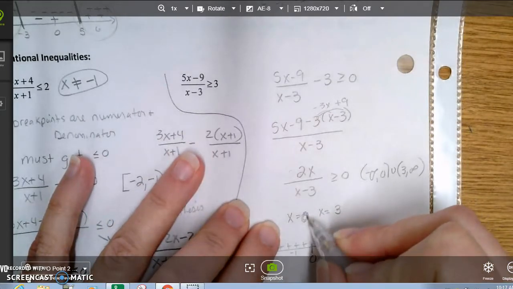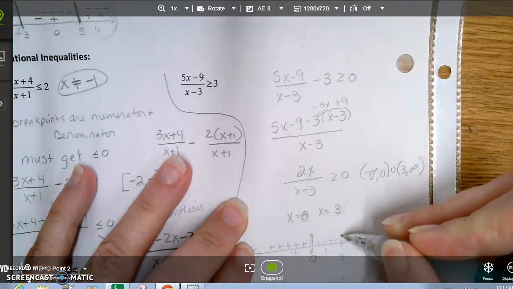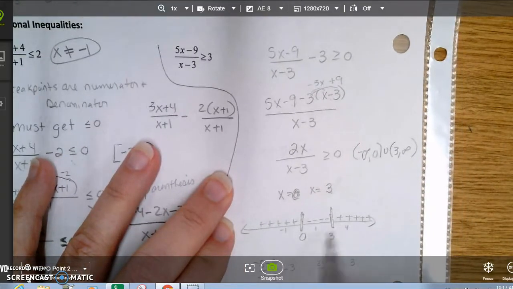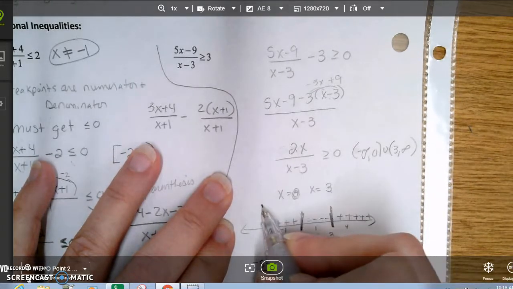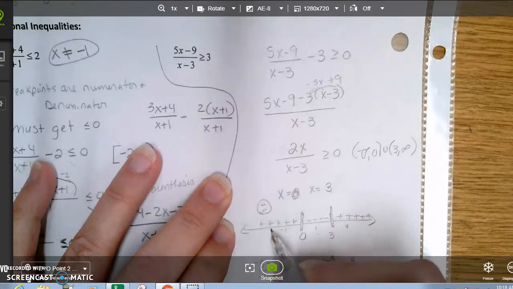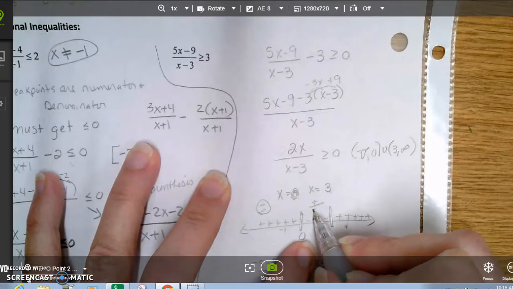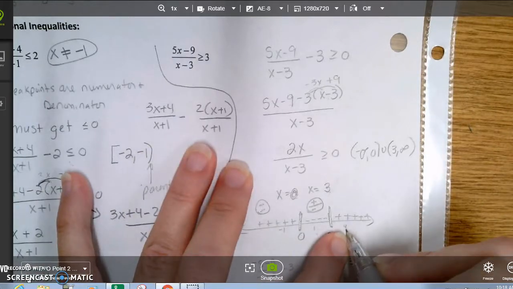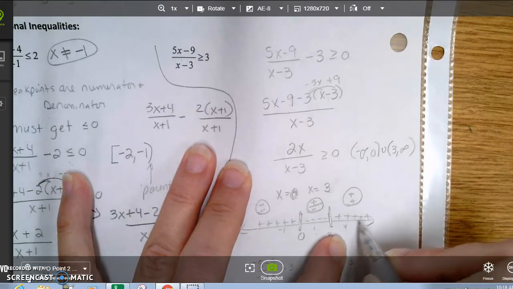So my breakpoints this time are going to be 0 and 3. So here are my breakpoints on my number line, 0 and 3. And I'm going to test -1, +1, and 4. When I test -1 here, I get a negative on top, and I get a negative on the bottom. Negative divided by negative is positive. When I test 1, I get a positive on top and a negative on the bottom. Positive divided by negative is negative. And when I test 4, I get a positive on top and a positive on the bottom. Positive divided by positive is positive.